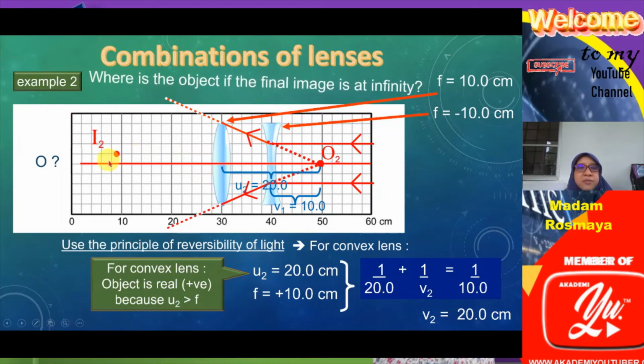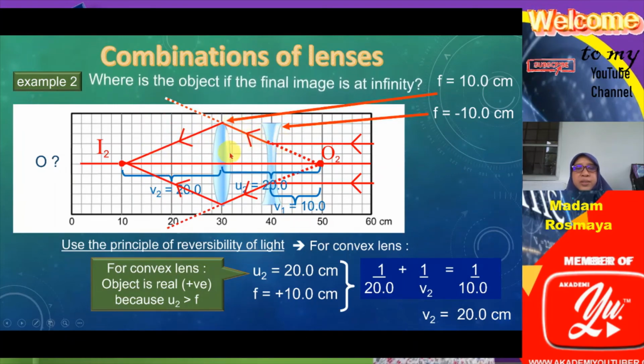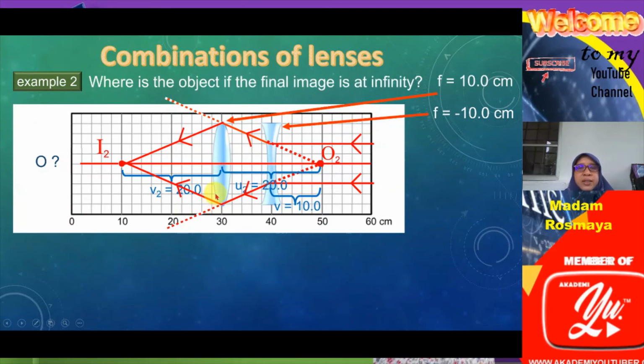So where does it form? It forms here, on the opposite side of the object. Now to draw the ray diagram, we complete it here. This is 20 cm: 10, 20, 30. After passing through the convex lens, the ray is refracted, so towards this point. This is using the reversibility of light.